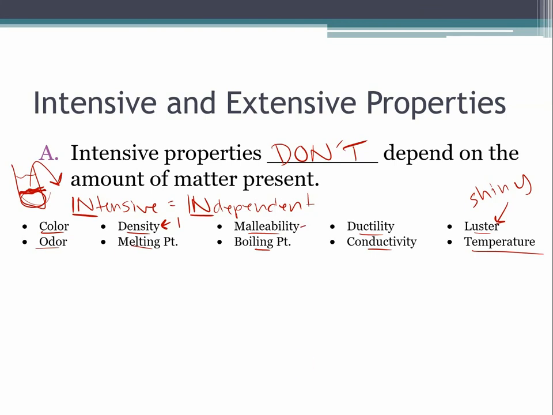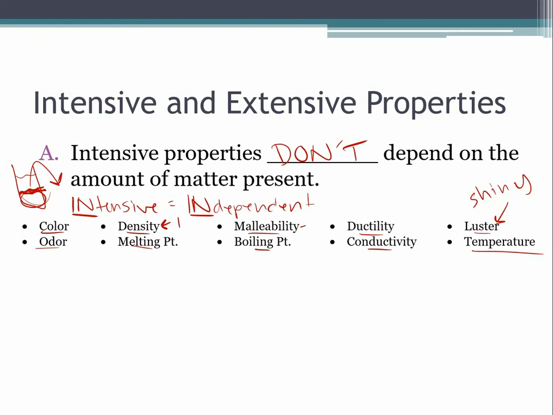Play-Doh is malleable. It doesn't matter if you have the world's biggest wad of Play-Doh, and it doesn't matter if it's just a little bit of Play-Doh stuck under your fingernails. Until you let it dry out and change, it is malleable. So these are all properties that don't depend on the amount of stuff that you have.